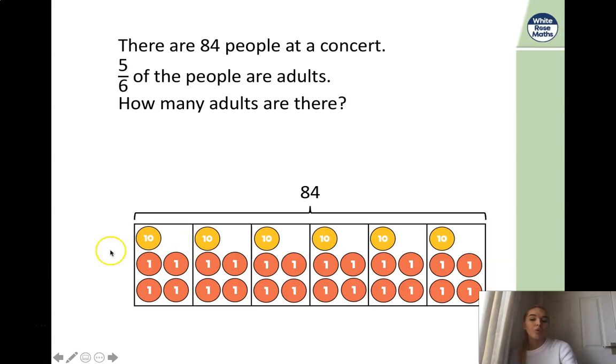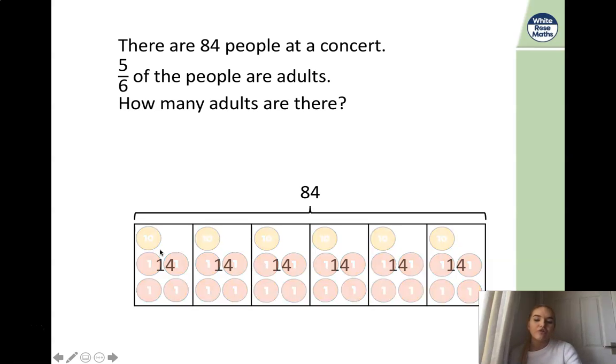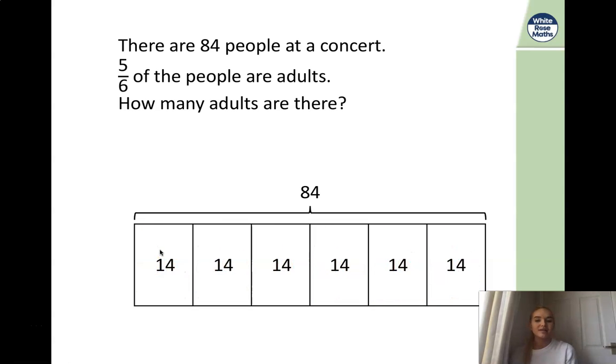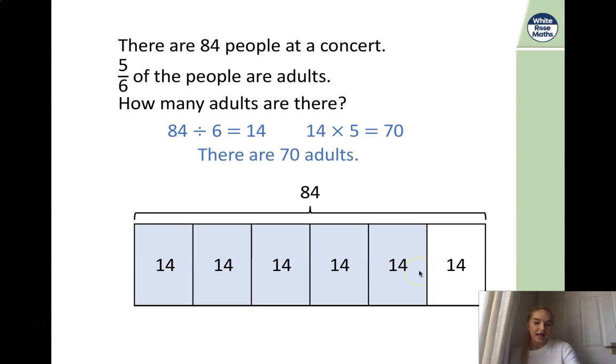And I can see that I've got 1 10 and 4 ones in each box, which is the same as 14. So each of my parts is 14. Now I'm finding 5/6 of the people. How many parts am I going to shade in? Absolutely 5. So I can see I'm going to shade in 5. And this is the same as 84 divided by 6 gives us 14. 14 multiplied by 5 gives us 70. So there are 70 adults.